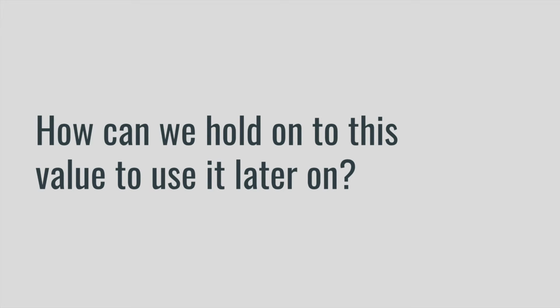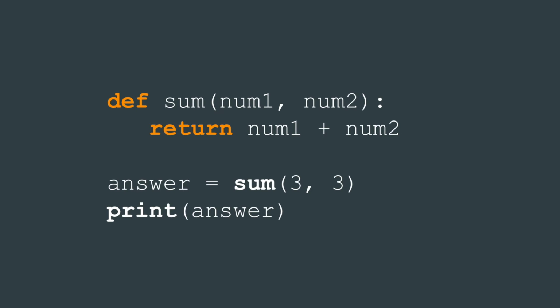So how can we actually modify this function to hold on to the value and use it later on? Well, we can simply return the value rather than printing it. So we have the same function basically, only we return a value. So we have def sum takes in two numbers, num1 and num2, and rather than printing num1 plus num2, we return num1 plus num2. So now when Python calls this function, it's going to return the value to the script, and it's going to store the value it produces inside of this variable called answer. So now when we print answer, we're going to get the answer of 6 in this case.